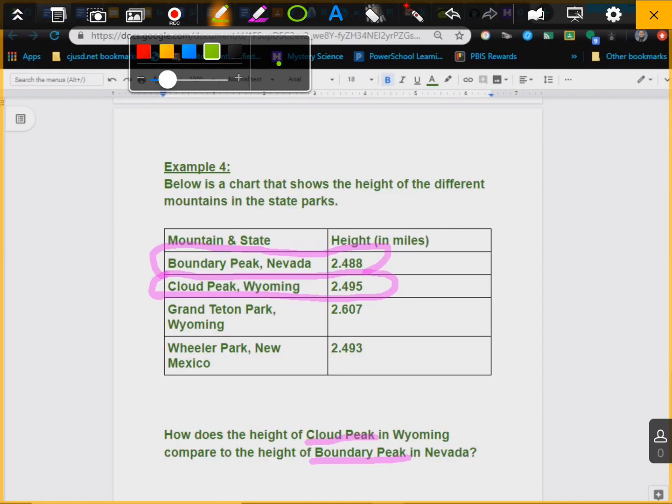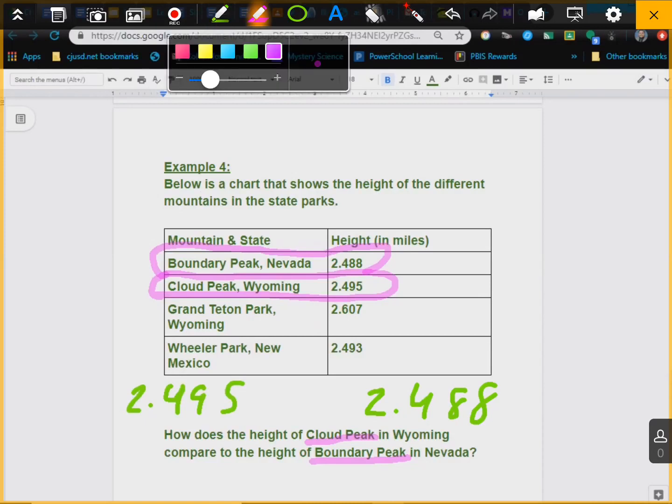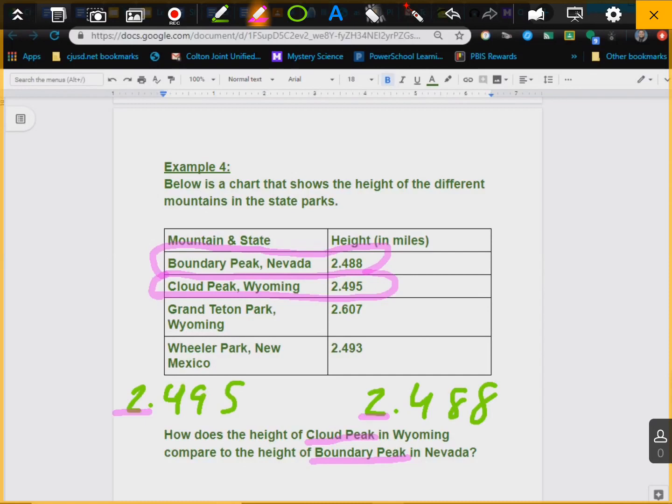So the height of Cloud Peak is 2.495. The height of Boundary Peak is 2.488. So if we're going to compare them, we have to look. Okay, they both have the same ones, right? 2 and 2. They have the same tenths, 4 and 4, but their hundredths is different. Cloud Peak has a 9, whereas Boundary Peak has an 8. Well, 9 is greater than 8, therefore it is greater.